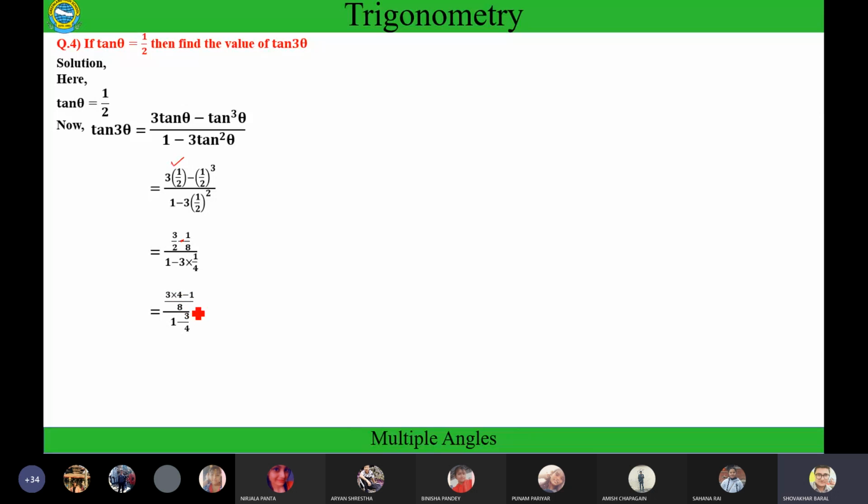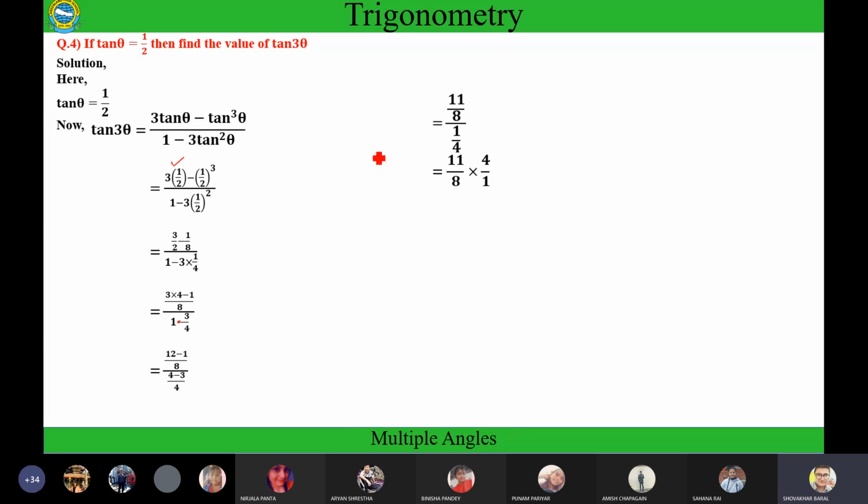Further if you simplify it and take the LCM, then it will be 8 here: 3 times 4 minus 1 by 8, and 1 minus 3 by 4. This is just the basic simplification. I hope you understand it. 12 minus 1 by 8 whole upon 4 minus 3 by 4, and this is equal to 11 by 8, since 12 minus 1 is 11, whole upon 4 minus 3 by 4, which is 1 by 4.